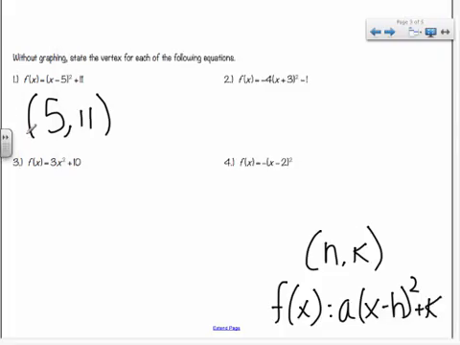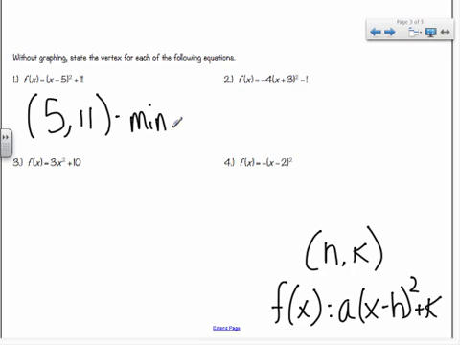Now, one last note that I want to make is that we know this is a minimum because the A value is positive, so we're going to indicate that this is a min. Okay? So go ahead and try 2, 3, and 4, see what you get for your vertices, and then we will compare with each other once you're done. So go ahead, press pause, and come back when you're ready to go.